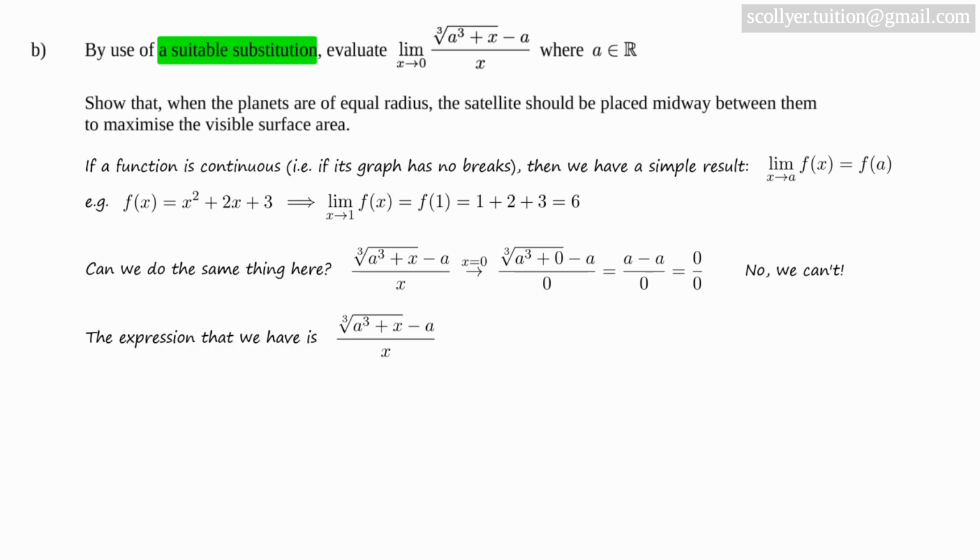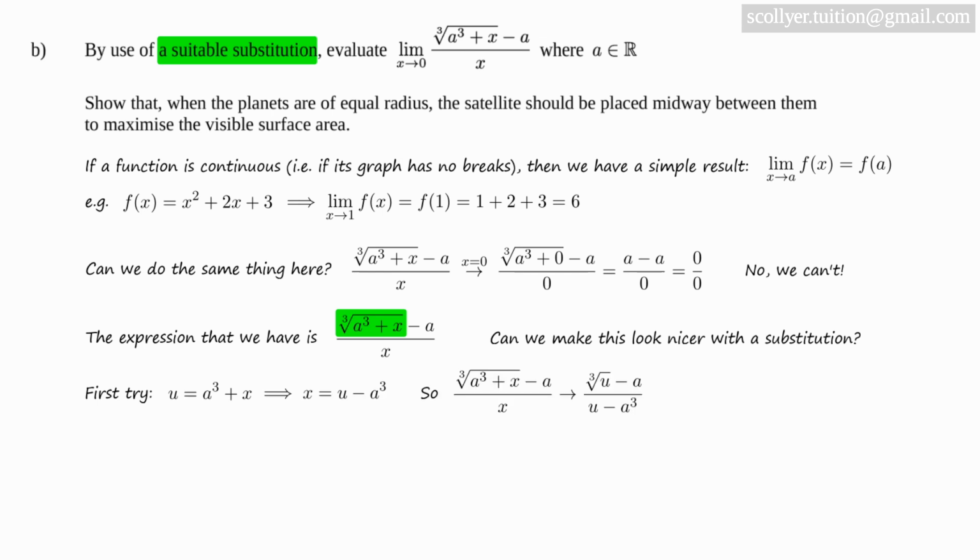Now, we have this expression, and the most complicated part of it is the bit under the cube root sign. And so we naturally wonder, can we make this look nicer with a substitution? Our first try might be to set a cubed plus x equal to u, in which case we find that the whole expression turns into the cube root of u minus a all over u minus a cubed. And that clearly looks worse.